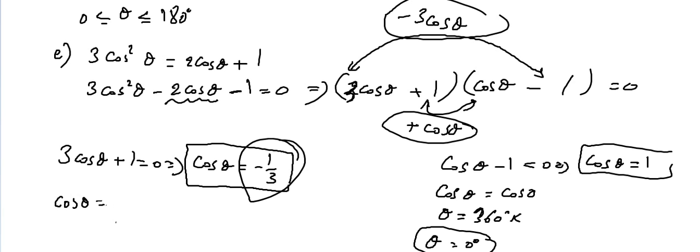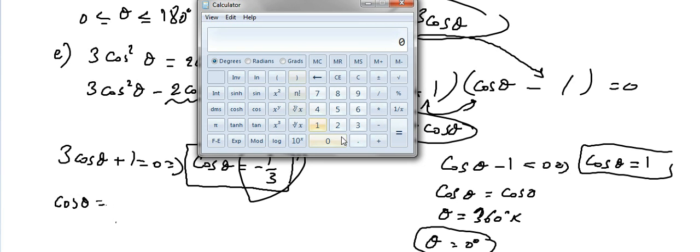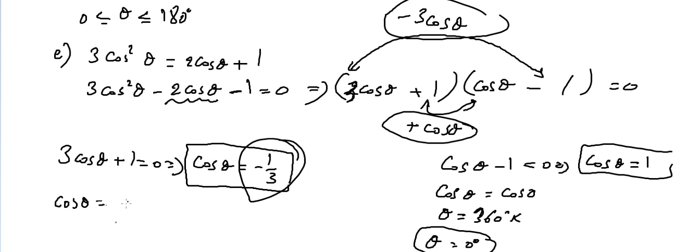If we use the calculator and we want to do the minus 0.33333 and we do shift cosine for it, inverse cosine, we got 109.47 or 109.5, or 109 if rounded to the whole number. So it will be cosine 109.5 degrees, right? 109.5 degrees.